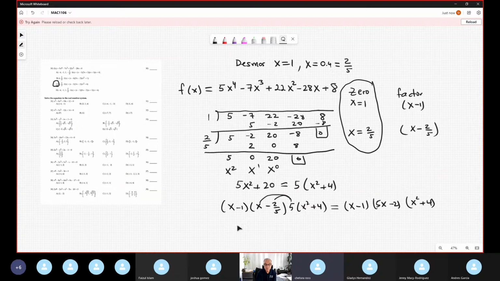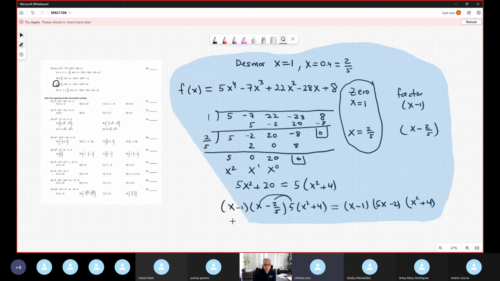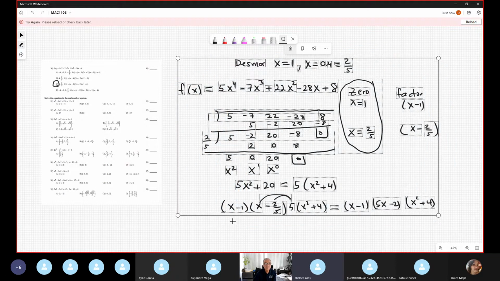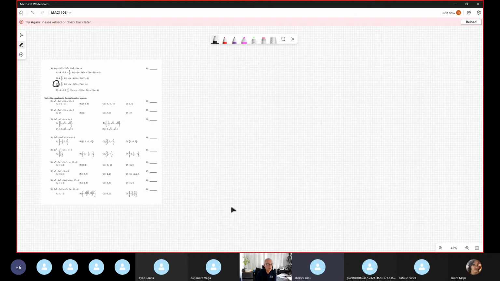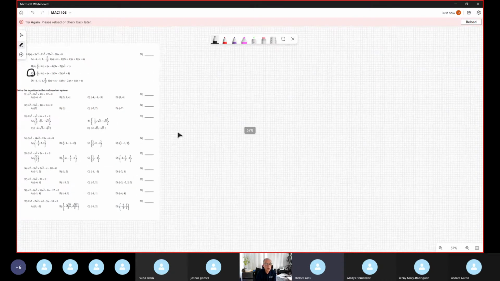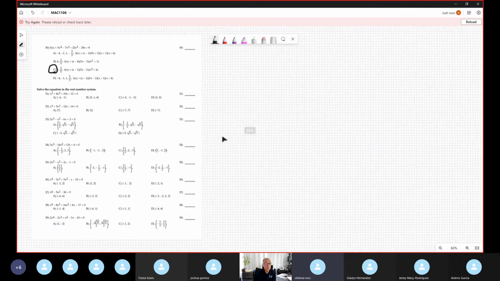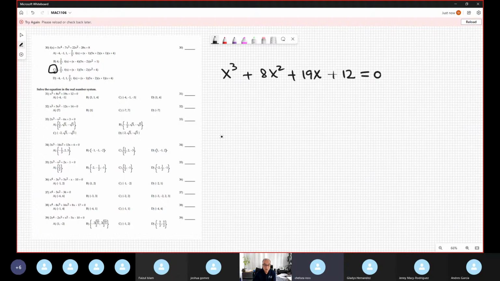Okay, let's do it. 31st is not a function, 31st is an equation. You see that the right hand side is 0. It's a cubic equation: x cubed plus 8x squared plus 19x plus 12 equals 0. Solve the equation. But I need to find only the real solutions. The imaginary I don't care. Okay, entonces I go to Desmos.